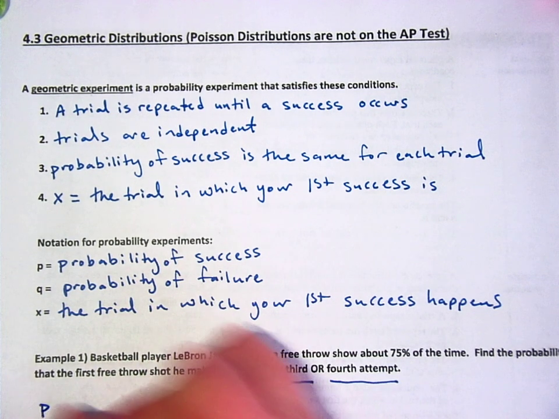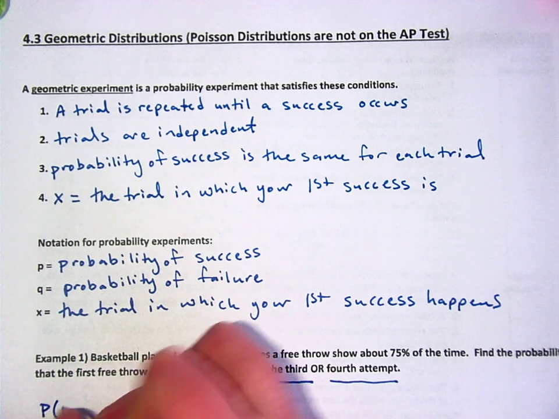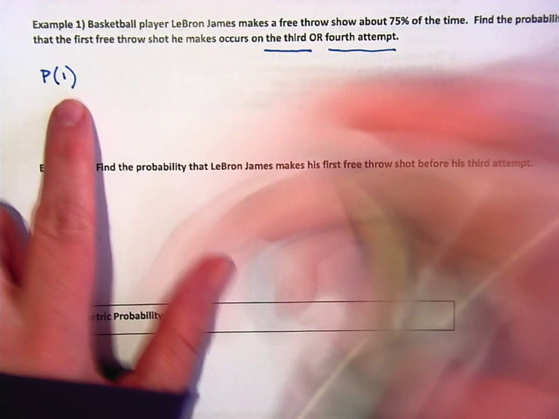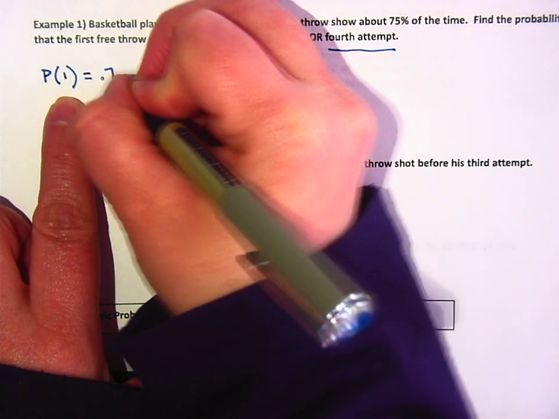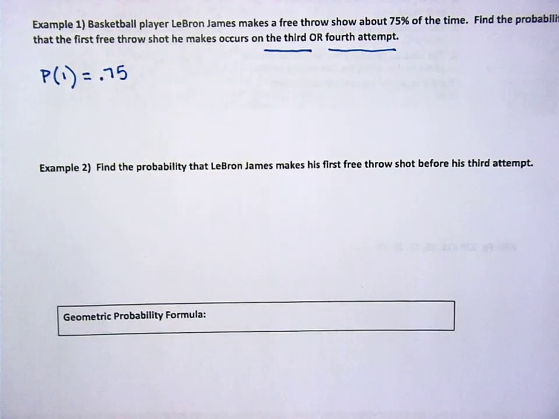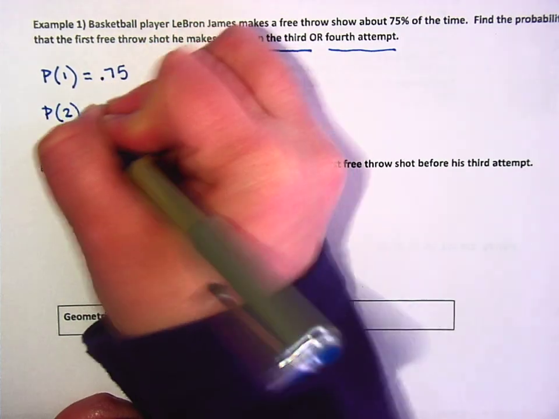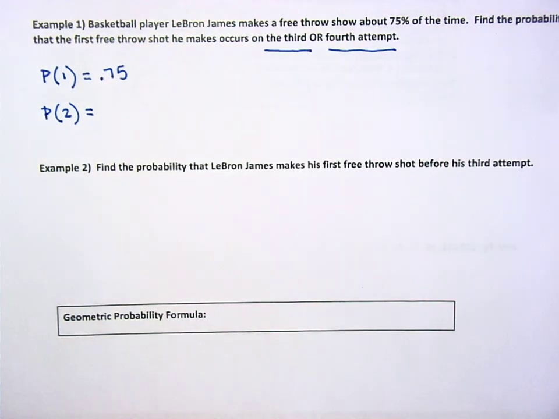All right, so let's figure this out. This formula is super easy. There is no probability of 0 this time. How come? Because you can't succeed by doing nothing. You can't succeed by never throwing it. You have to at least throw it once. So the probability that he succeeds the first time is 75%. What's the probability that he gets it on the second shot? 75%? No, because he has to lose the first one and then get the second one.